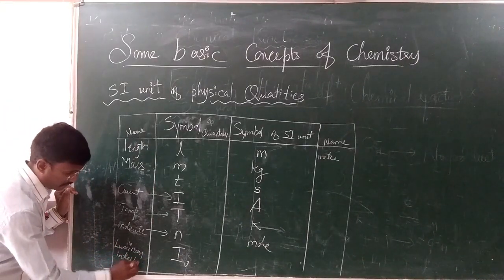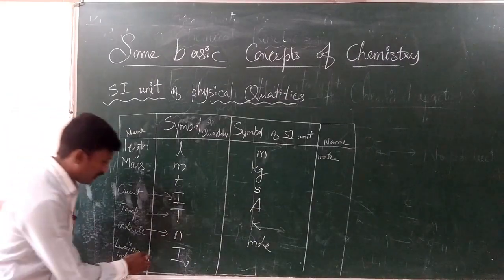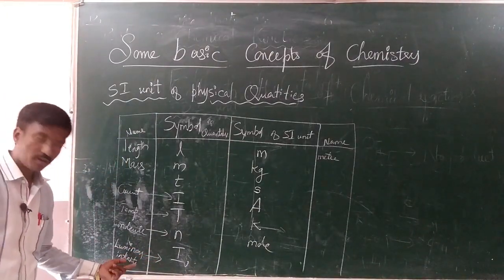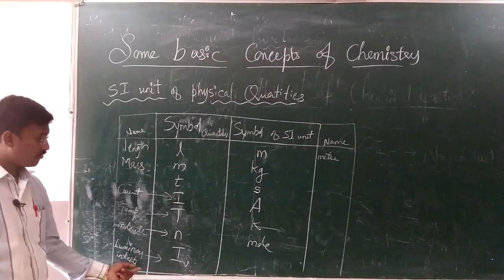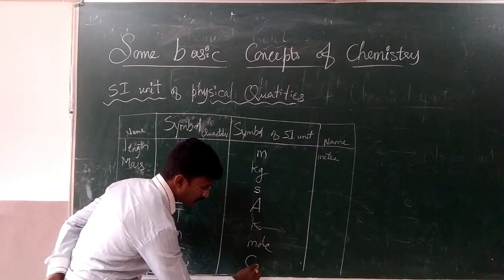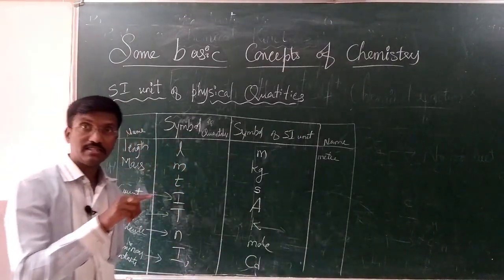Intensity means brightness of some substance. We are not using it further, but you should remember it's important for one mark. What is the SI unit of luminous intensity? Luminous intensity SI unit is candela, capital C, small d.